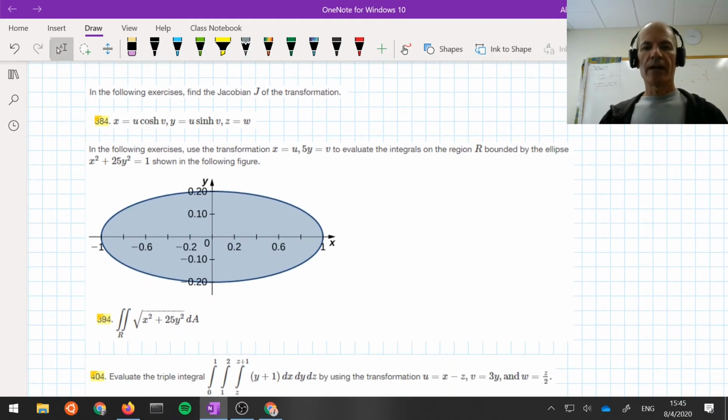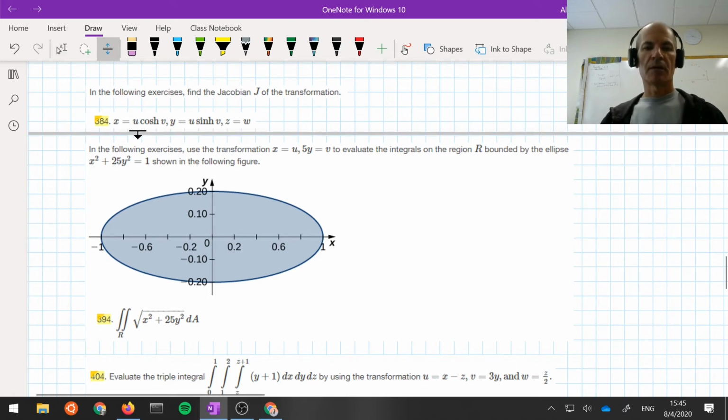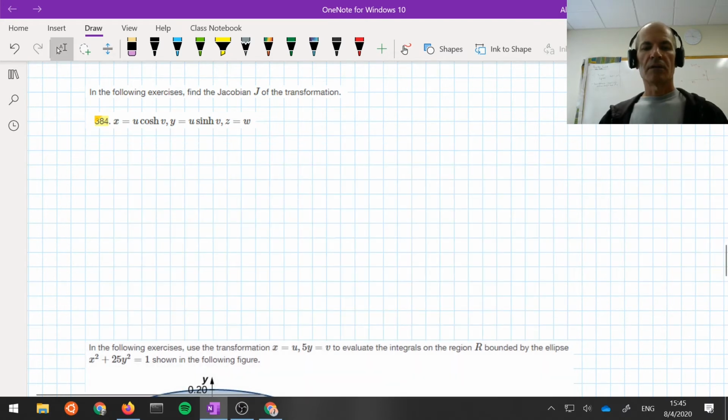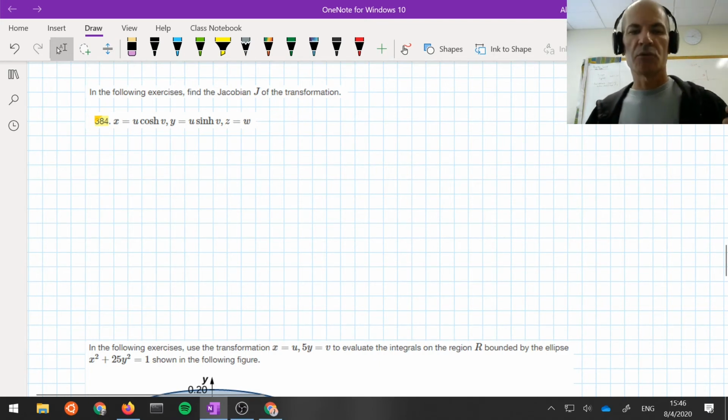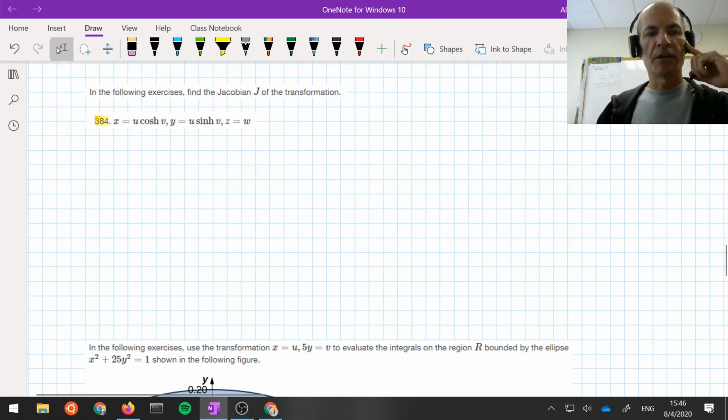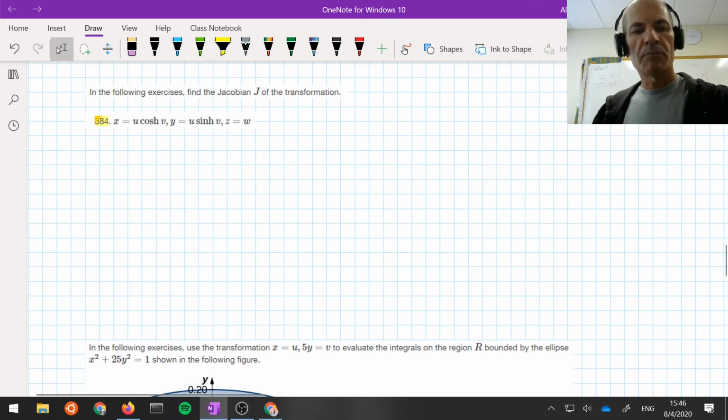Okay, here we're asked to find the Jacobian of the given transformation. This involves creating that matrix of partial derivatives, but there's a big hitch here. This is a 3 by 3 system. This is a three-dimensional transformation, so we have the variables x, y, and z in terms of u, v, and w. So let's start building that table of partial derivatives.